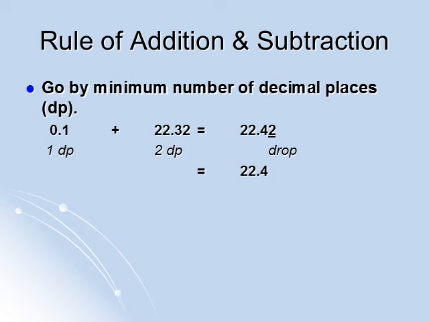Rules of addition and subtraction. In addition and subtraction, you go by the minimum number of decimal places. So you'd be focusing here on decimal places. Like 0.1 has 1 decimal place. 22.32 has 2 decimal places that I'm underlining. So your final answer should not have more than the minimum. So the minimum is 1 decimal place. So I'm allowed to keep only 0.4 and drop the rest. Since what I'm dropping is less than 5, I don't add anything to the preceding number. So the value is going to be 22.4.